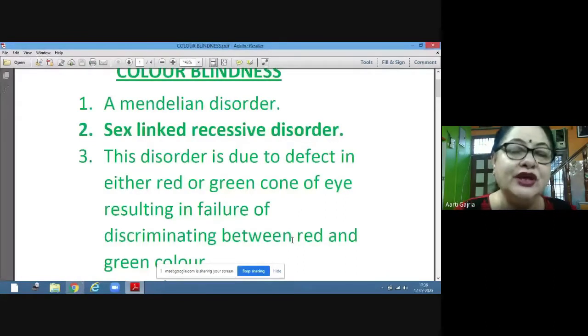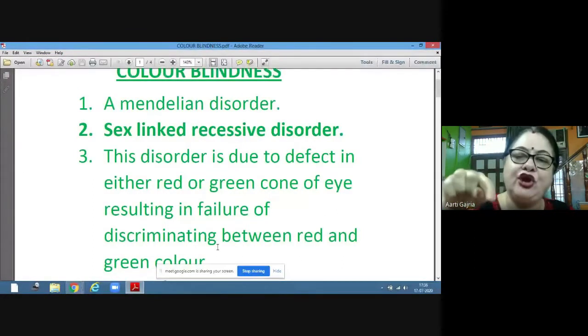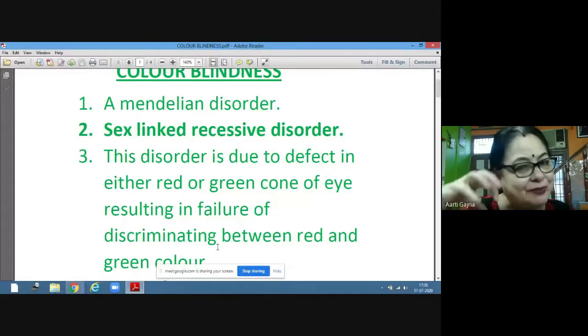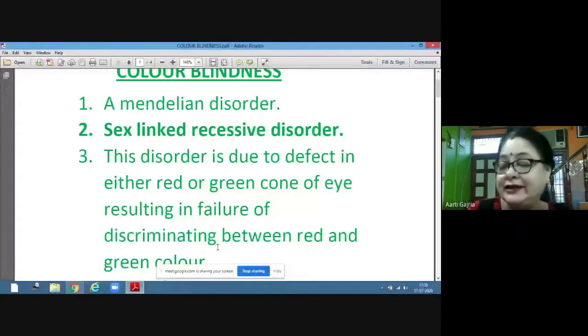When you go for color blindness tests, the eye tests, they will show you one picture where green dots are there and something is written with red, or they will show you red dots and something is written with green. So basically, color blindness is the term for the disorder where the person is not able to discriminate between red and green color. If the person is not able to sense any color, that is called total color blindness. The term is different for that.